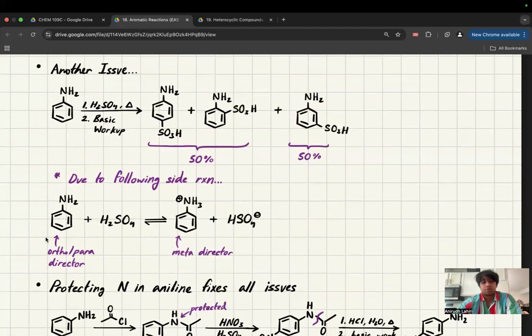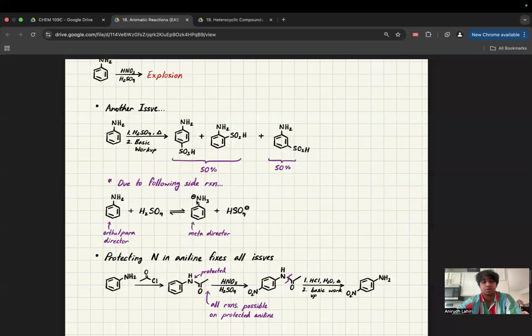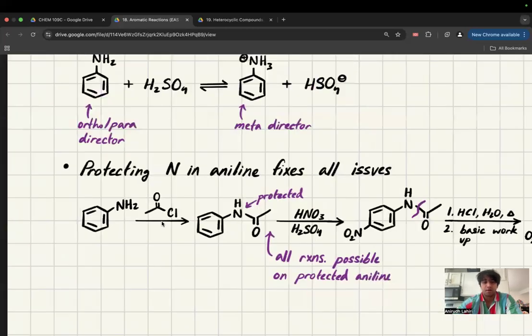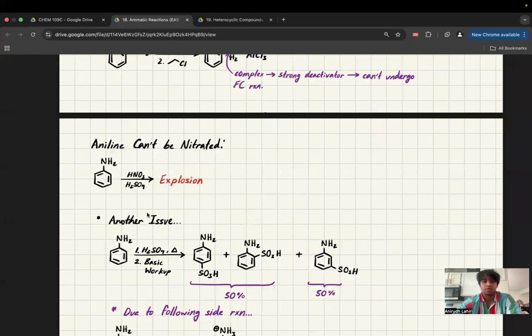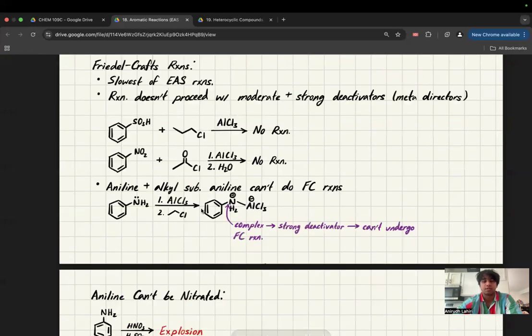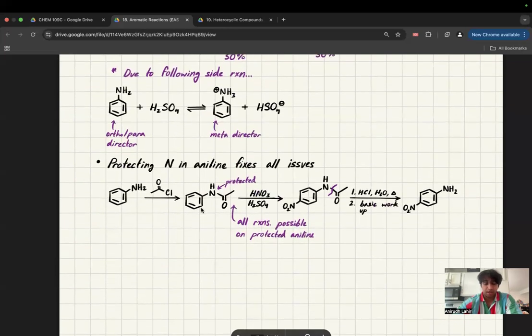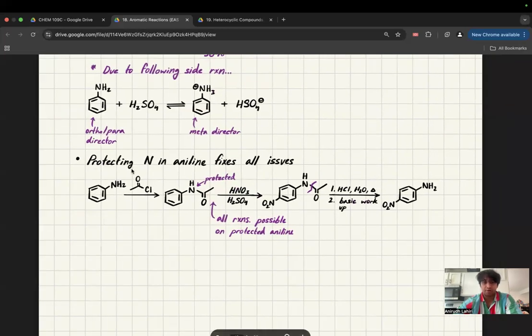Following side reactions, ortho-para, meta-directing, we can get stuff that moves around. We can get positively charged compounds. The way that we can solve all these issues is by installing a protecting group here. So this is an acyl chloride, right? And we saw earlier that nitrogen will attack this Lewis acid, right? So why don't we use that to our advantage to make a protecting group?